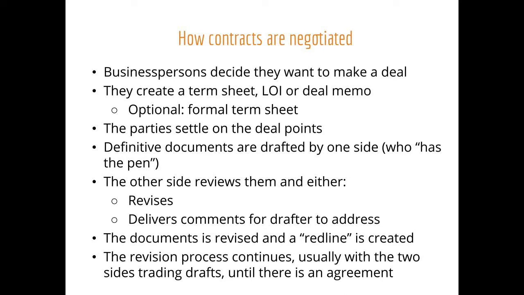And that document can be called a lot of different things. It can be called a term sheet, a letter of intent, or a deal memo. And there are other terms that people use as well, but they all pretty much mean the same thing, which is a rough outline of the deal points, but not the final documents that people are going to sign.